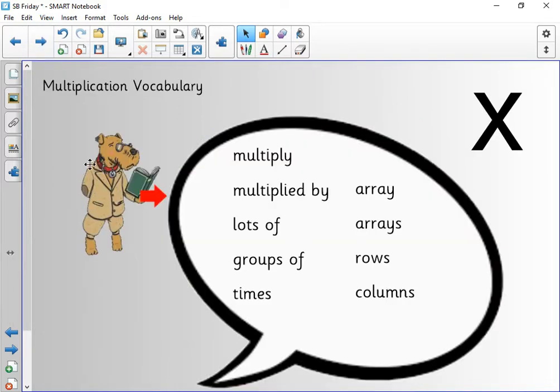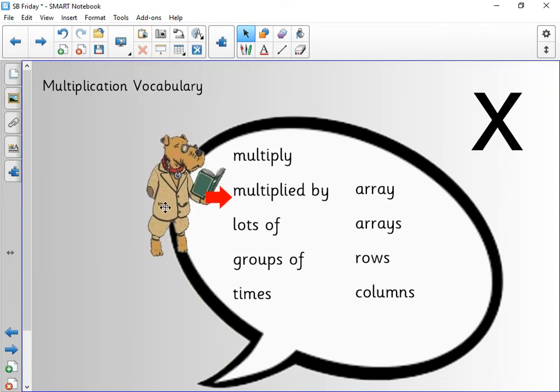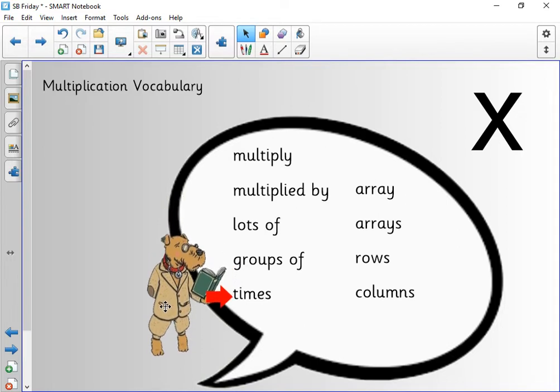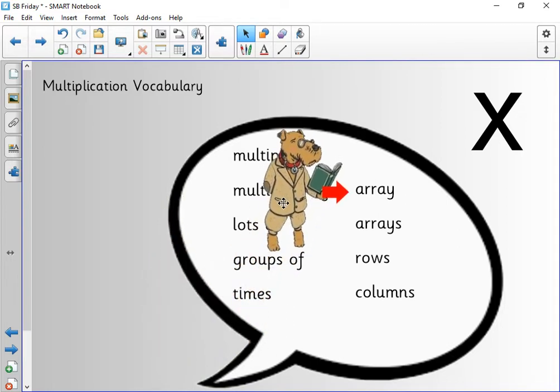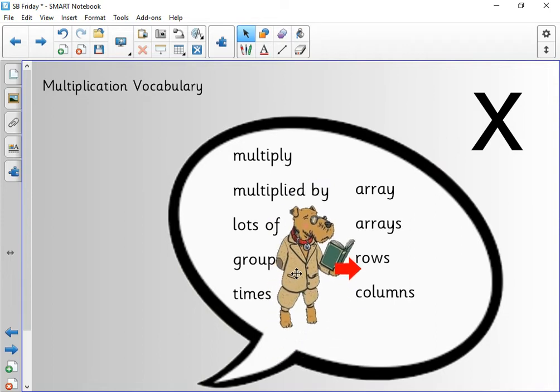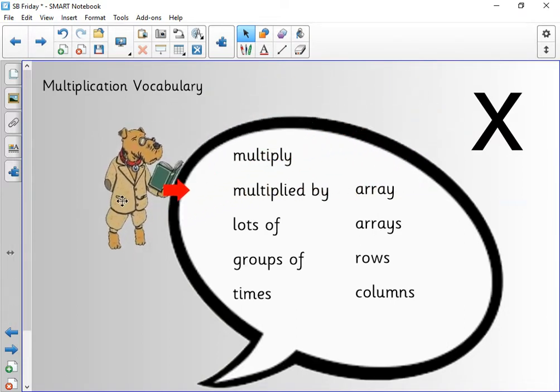Let's read our vocabulary again. Here's Victor to help us. Multiply, multiplied by, lots of, groups of, times, array, arrays, rows, and columns. And what's this symbol? That's right, it's the multiplication symbol.